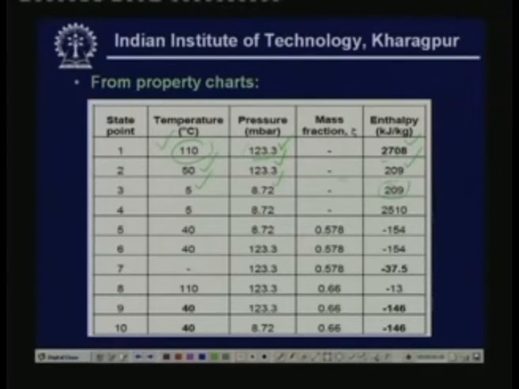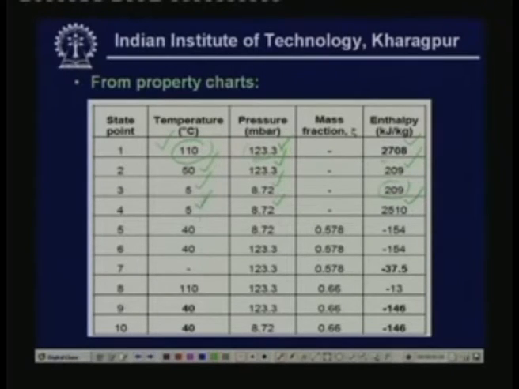So, we know the enthalpy, and point 4 is nothing but the exit of the evaporator. We know the temperature is 5 degrees and the pressure is 8.72, and we know that at this condition it is dry saturated, that means quality is 1. So, from this information find out the enthalpy of saturated vapor at 5 degrees centigrade, which is 2510 kilojoule per kg. Point 5 is now solution.